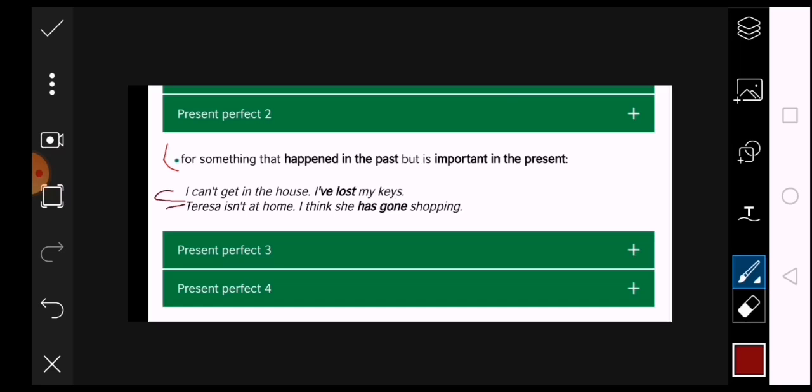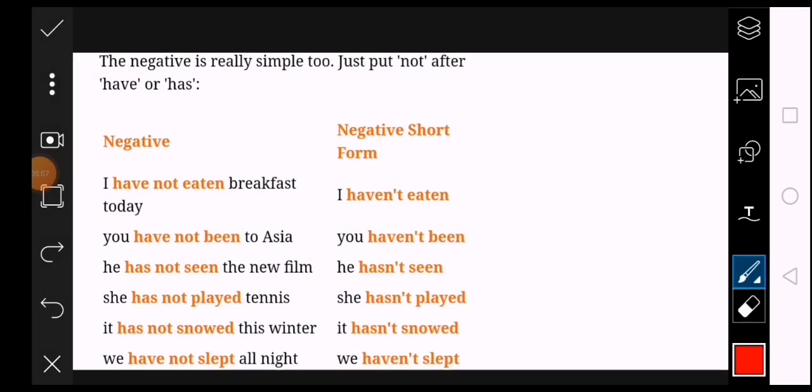Number 2, Teresa isn't at home. I think she has gone shopping. The negative of the present perfect. The negative here is really simple too. Just put not after have or has.